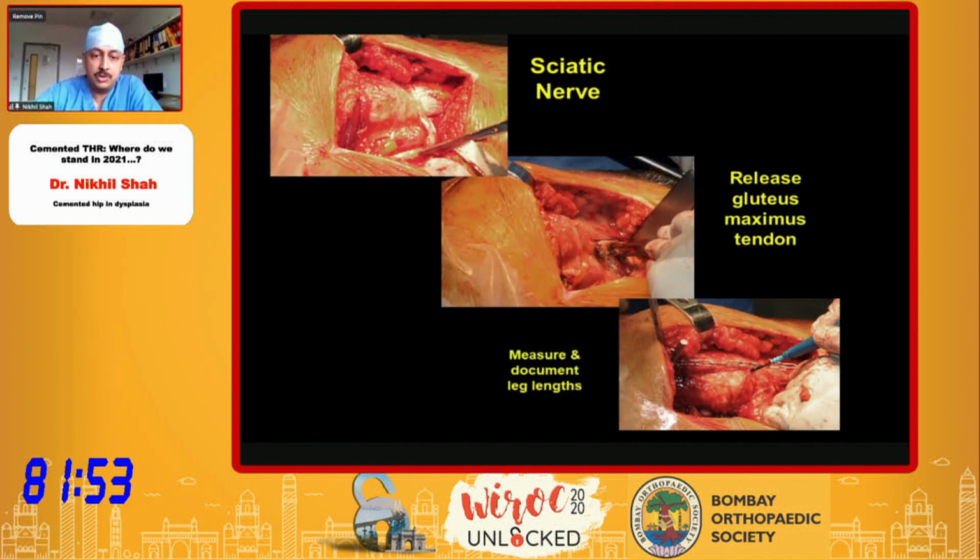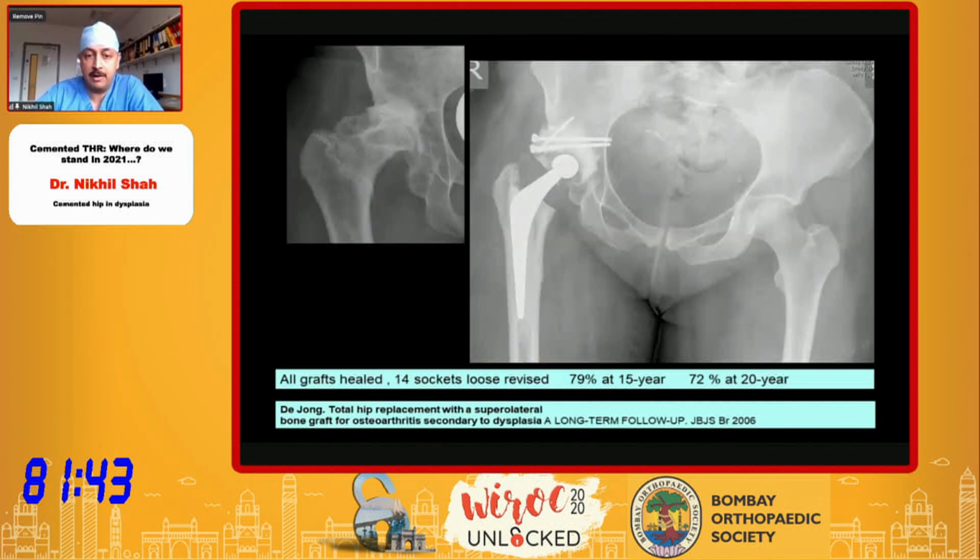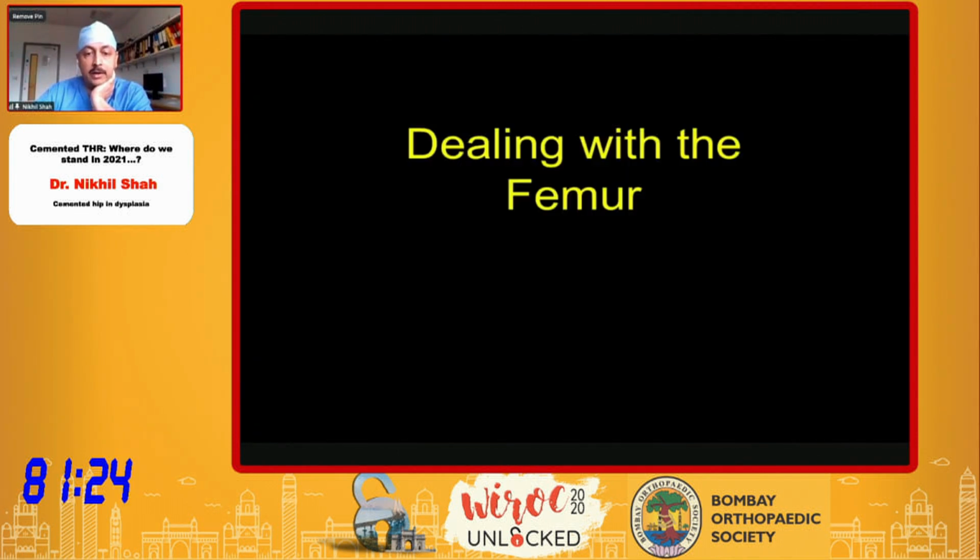And these pictures show how the sciatic nerve has been identified and traced, releasing the gluteus maximus tendon from the femur, and then document your leg length before and after the trial reduction. And then that is the final X-ray of that patient with head grafts and with a screw at approximately 6 to 7 years. And most of the literature suggests that you can get a survivorship of approximately 80% at 15 years and 70 to 75% at 20 years.